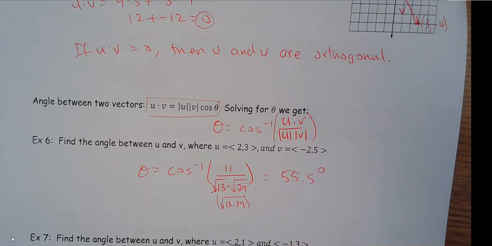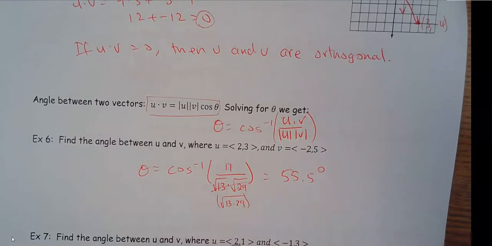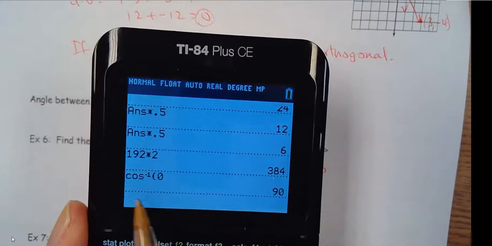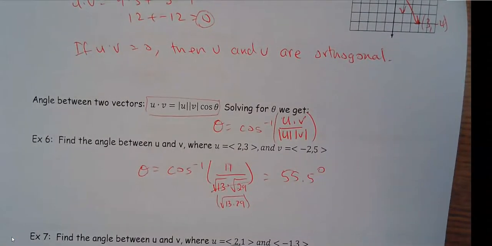Now we said if the dot product was 0, it's perpendicular. So if the dot product is 0, it means this is 0. 0 over anything is 0. If you do the inverse cosine of 0, as I did it here, inverse cosine of 0 is 90. So that's another reason why. So that holds true in this too.